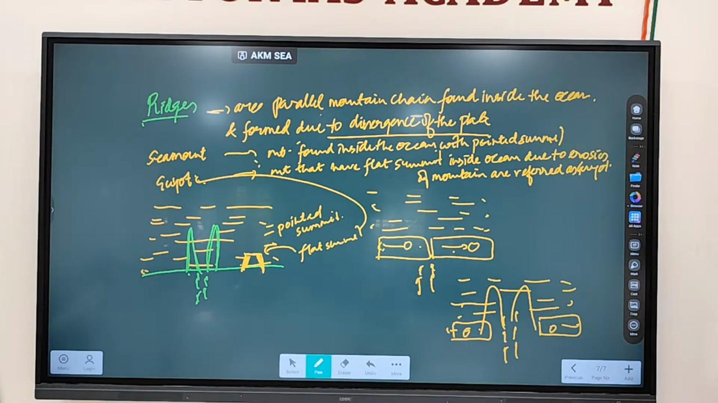So you have these two terms, seamount as well as guyot. What is a seamount? Seamounts are found inside the ocean with a pointed summit. When this is eroded and flat summits are formed, it is referred to as a guyot. Clear?